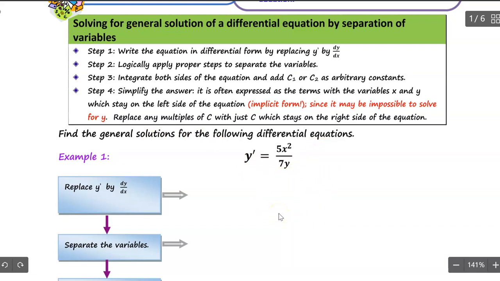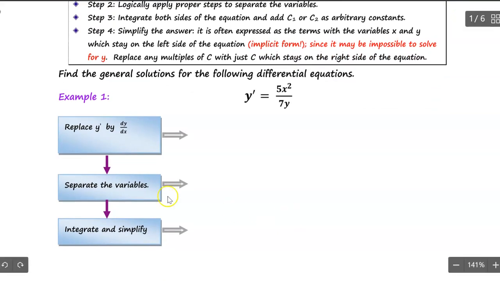So I laid out the steps on this side. We will replace y prime by dy over dx. Then separate the variables. Separating the variables means that you should have dx with the term that has x in it, and dy together with the term that has y in it. Depending on the operation that you have here, you will rearrange the variables logically. And then we integrate and then we simplify.